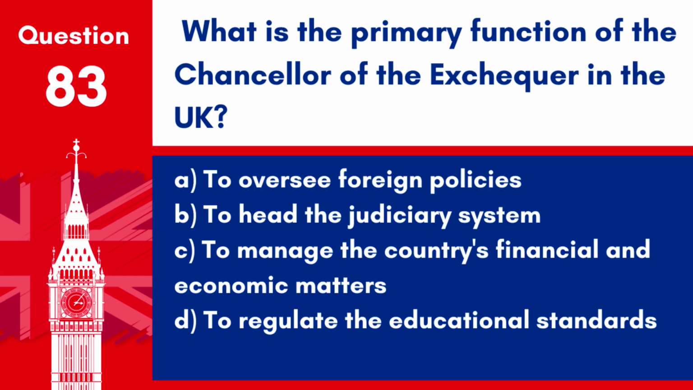Question 83. What is the primary function of the Chancellor of the Exchequer in the UK? A. To oversee foreign policies. B. To head the judiciary system. C. To manage the country's financial and economic matters. D. To regulate the educational standards.